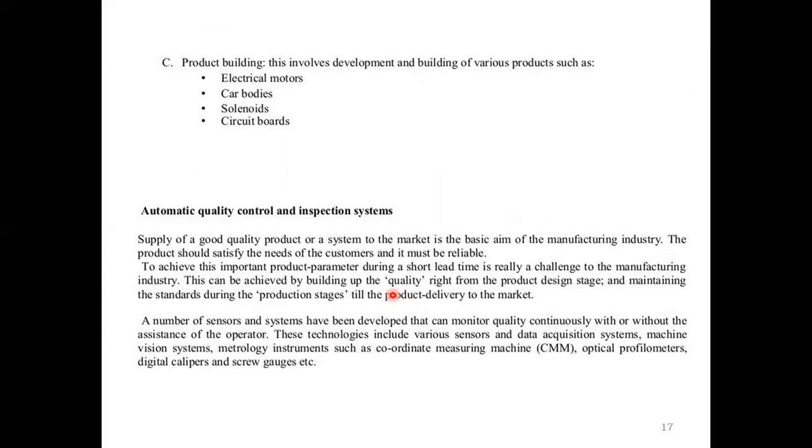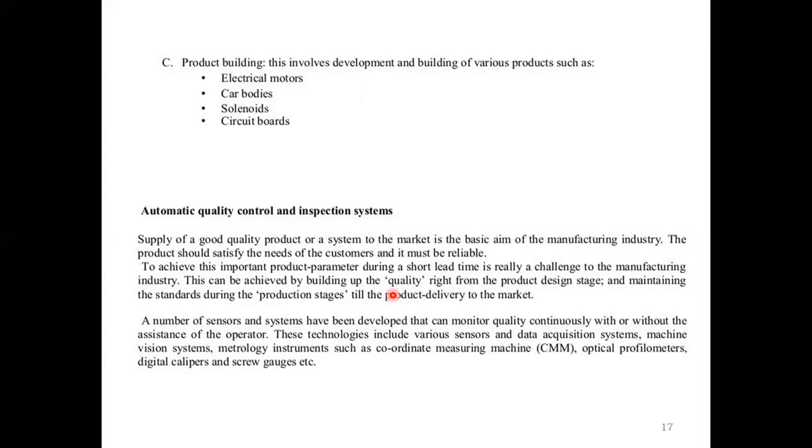So next one, automatic quality control and inspection system. Supply of a good quality product or a system to the market is the basic aim of the manufacturing industry. The product should satisfy the needs of customers and it must be reliable. To achieve this important product parameter during the short lead time is really a challenge to the manufacturing industry. This can be achieved by building up the quality right from the product design stage and maintaining the standards during the production stages till the product delivery to the market. This is the automatic quality control.